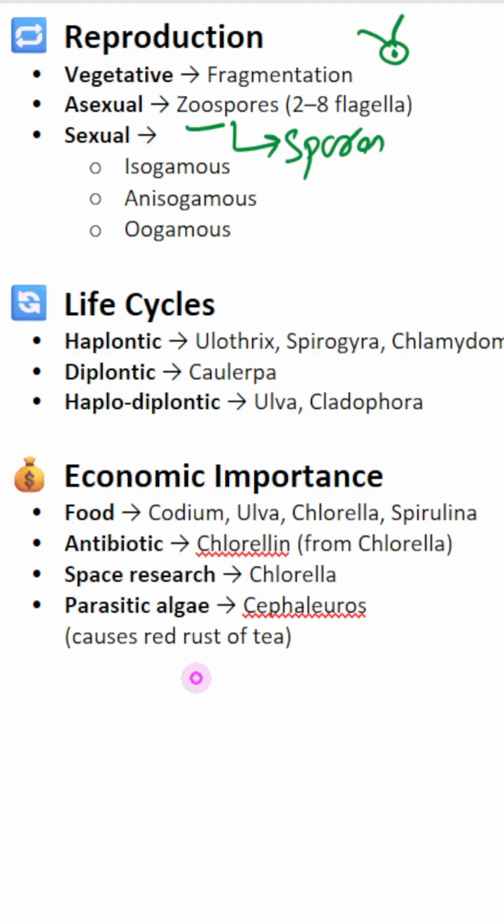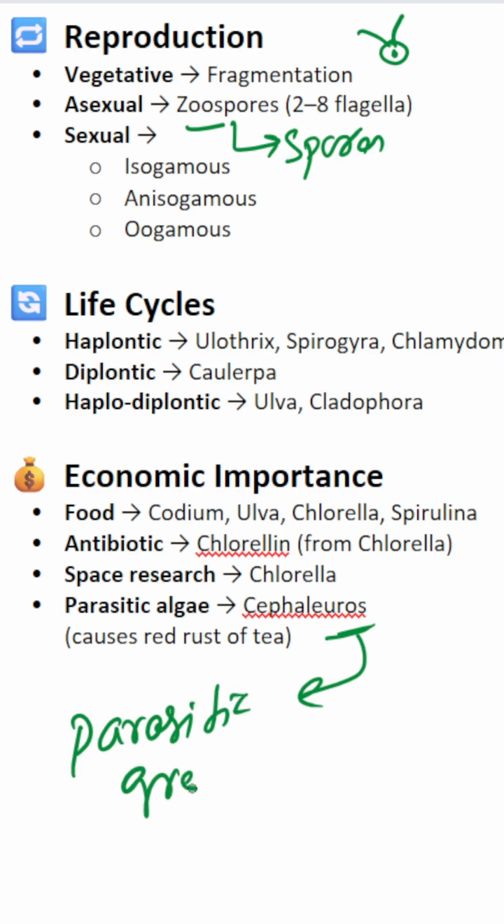And we find a green alga which is parasitic in nature, causing a disease called red rust of tea. That is Cephaleuros. Cephaleuros is a type of green algae. Very important question. It is a parasitic green alga. Got it? It is a parasitic green alga that causes the disease called red rust of tea. Very important disease. Being green and photosynthetic, they are still parasitic in nature. And they cause the disease called red rust of tea.